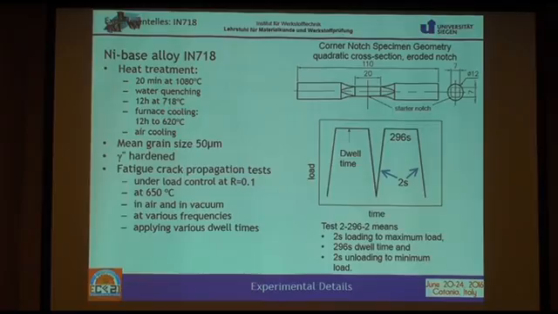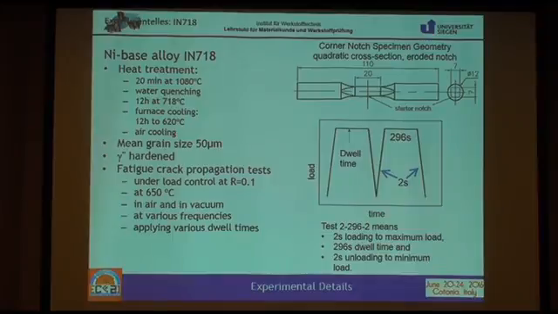The experimental details are that we are using a corner notch specimen geometry, with a starter notch produced by spark erosion cutting. As you can see here, the heat treatment was a normal standard heat treatment. It's a 5-step heat treatment, as you can read here, and it leads to a mean grain size of about 50 microns. The material, as I mentioned already, is gamma double prime hardened, and the fatigue tests were done under load control with a positive R value at 650 degrees C, in air and in vacuum, at various frequencies and with various dwell times.